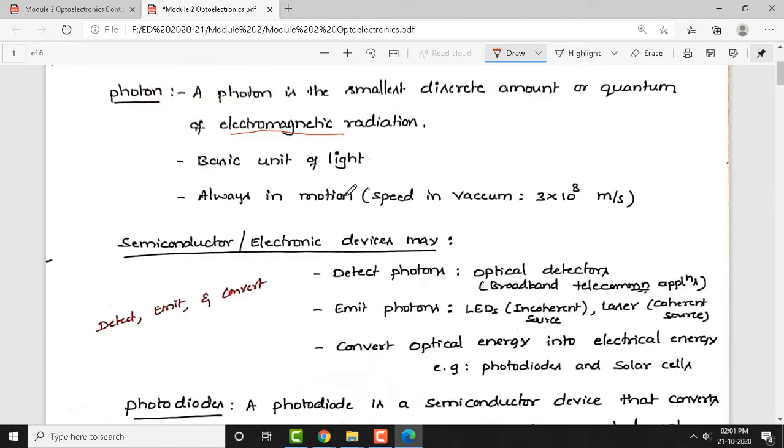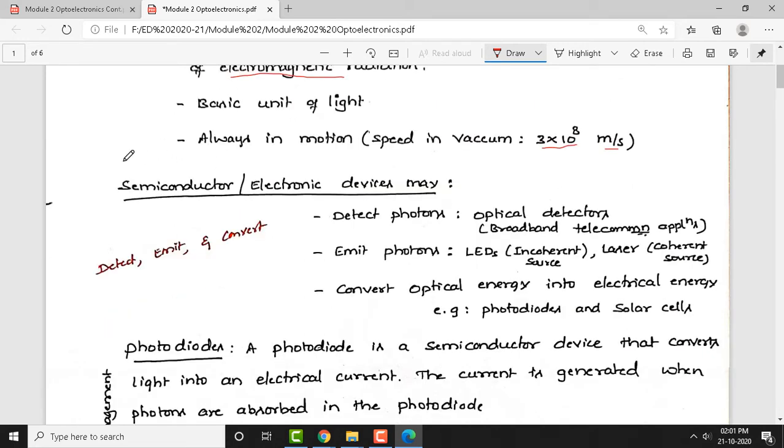Photons are always in motion, they keep moving similar to electrons. The speed at which photons travel is 3 × 10^8 meters per second. Now, let us look specifically into what is going to happen within the semiconductor when photons interact.